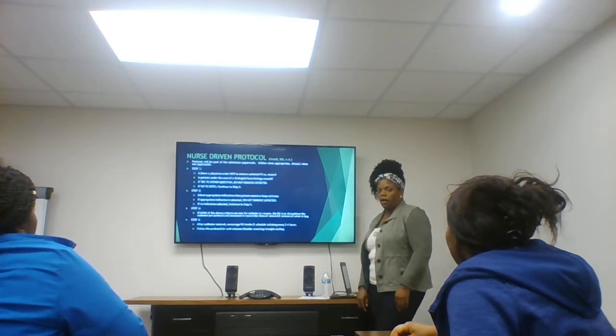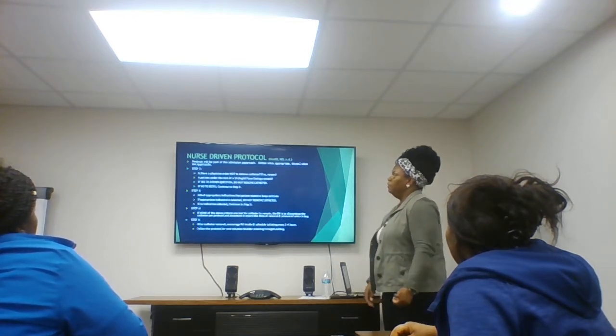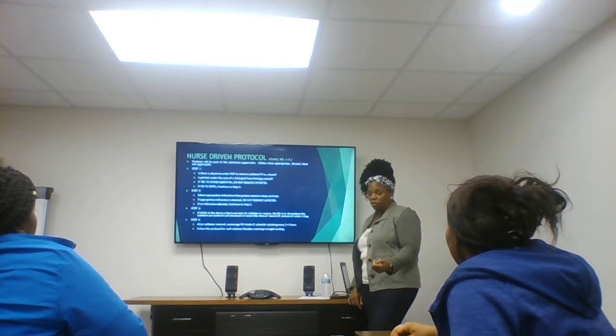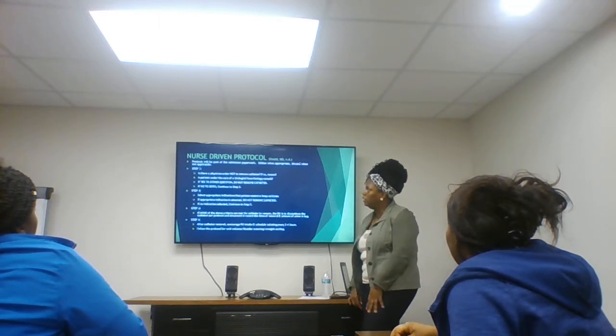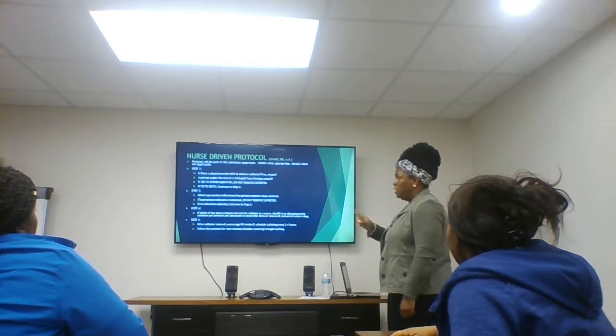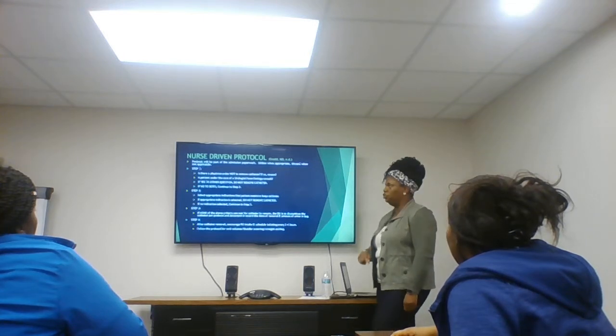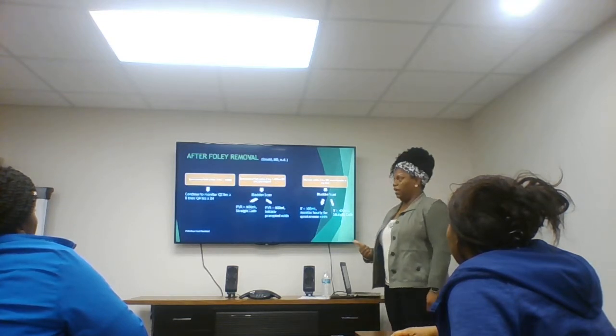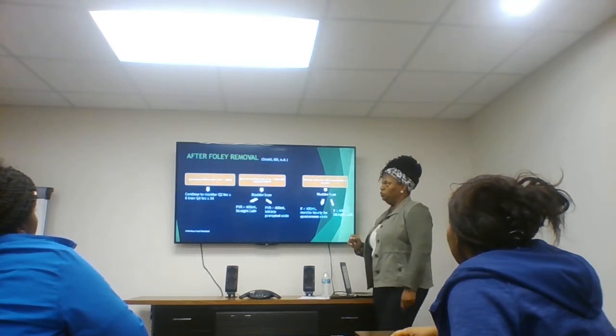The nurse-driven protocol helps us do this. The first step is to make sure upon admission that we use the protocol if there is a patient that has an indwelling catheter. There are 4 steps in the nurse-driven protocol that we use. Each step indicates the next step and what you should do in the protocol if you have an indwelling catheter. If you have to remove the catheter, these are some things that you want to do.